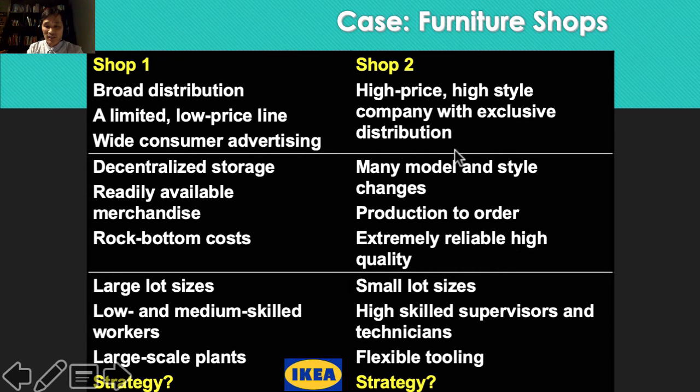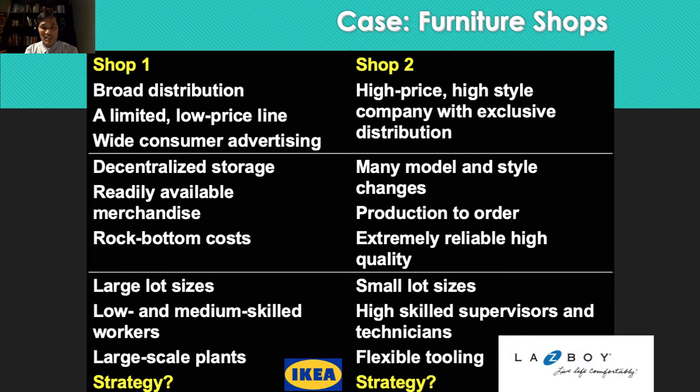Look at the right-hand side, which details the operations practice of Shop 2. High price, high style, company with exclusive distribution channels, many models and many style changes, production to order, extremely reliable high quality, small lot sizes, high skilled supervisors and technicians, flexible toolings. This company is implementing quality strategy. Raymour & Flanigan or La-Z-Boy would be good real-life companies that feature these characteristics.